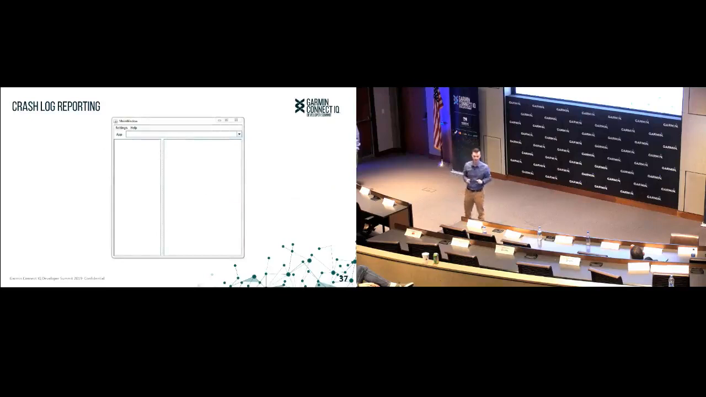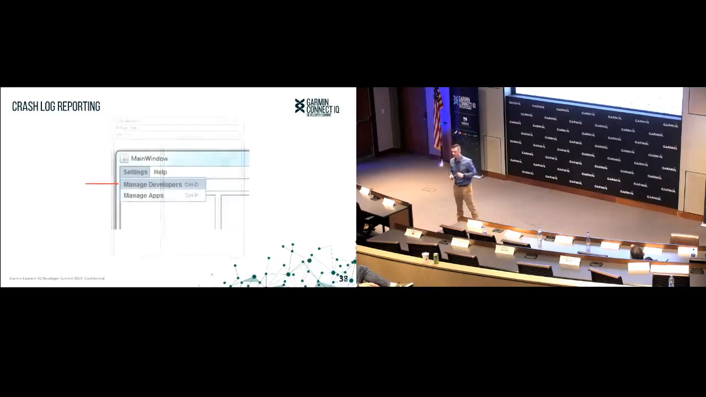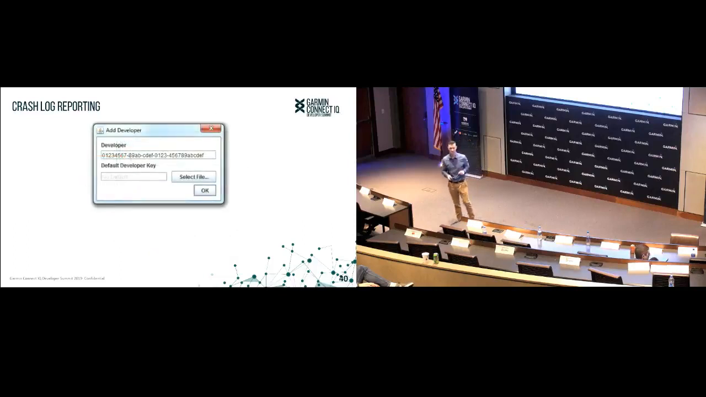Well, we have to add in our developer credentials here so that we can see the crashes that matter to our apps. All right, so we're going to go to Manage Developers, click Add, and we get this screen right here. First, you're going to put in your developer ID, which I'll tell you what that is in a second. And if you sign all of your apps with the same developer key, you can add in your default developer key at this point. Otherwise, later on, you can set an individual key for individual apps. And I actually think you can override the default key for individual apps later. So, but what's your developer ID?